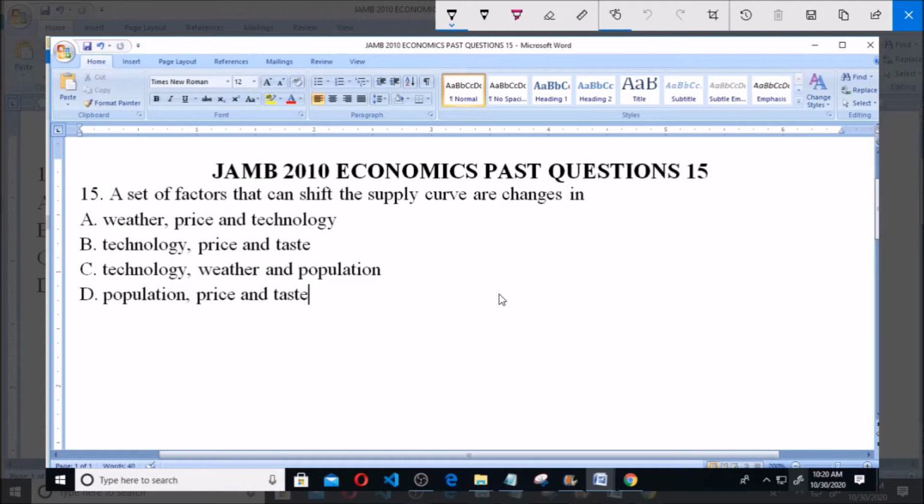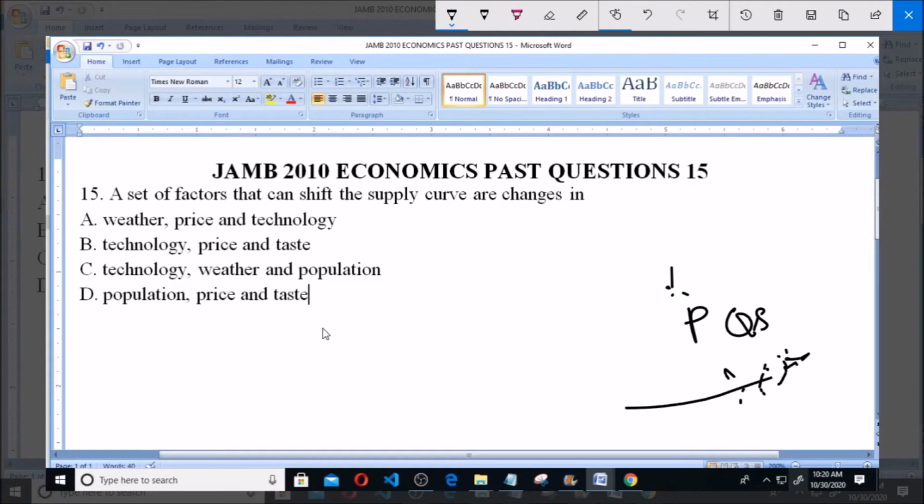Okay, and supply moves in the same direction with price. The law of supply states that, all things being equal, the higher the price, the higher the quantity supplied. The higher the price, the higher the quantity of the commodity that will be supplied. The lower the price, the lower the quantity that will also be supplied.